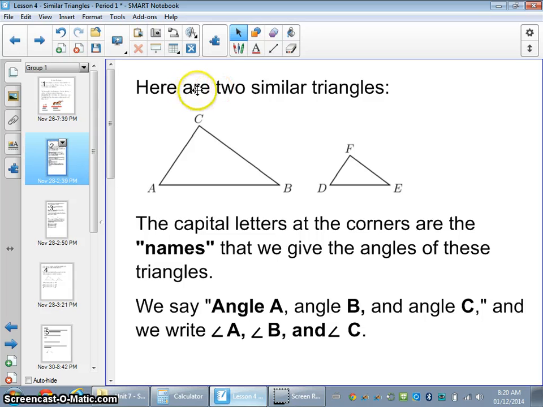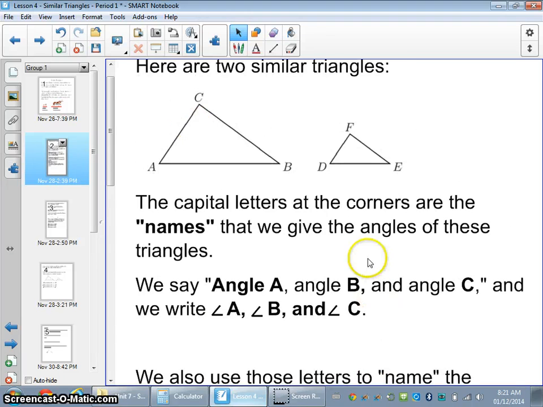So here are two similar triangles. We have this one here with the corners A, B, C. This one, corners D, E, F. The capital letters at the corners are the names that we give the angles of these triangles. So we say this is angle A, this is angle B, and angle C. And we write this symbol here, which means angle. So that's angle A, angle B, and angle C.